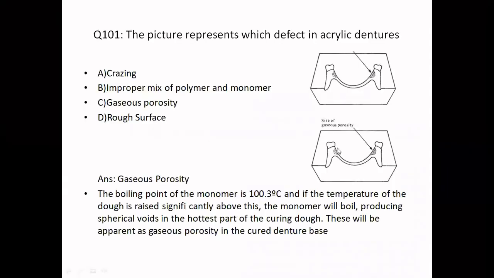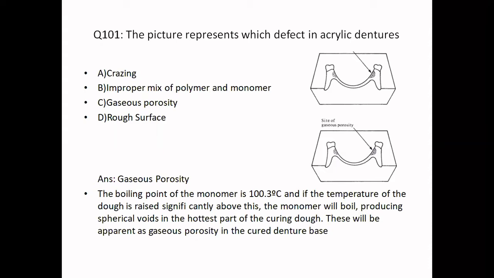So now we will see the next set of questions of our dental materials. Here they were asked, the picture represents which defect in acrylic dentures. In the first picture, they've shown us some porosities or roughness over the denture. Now let us see what are the options here.